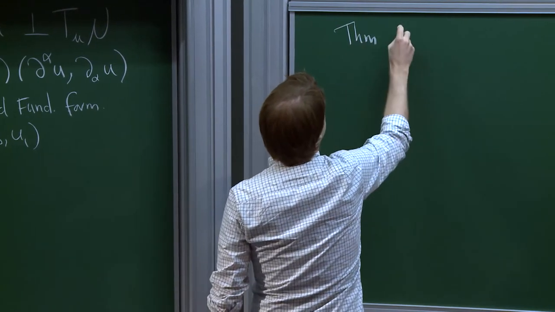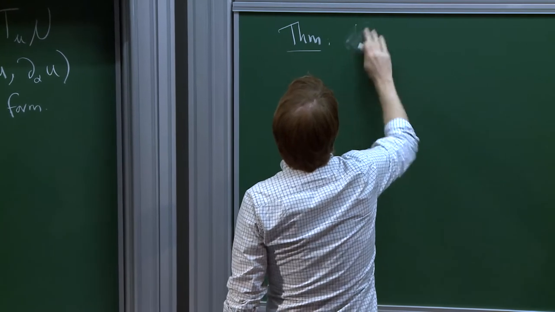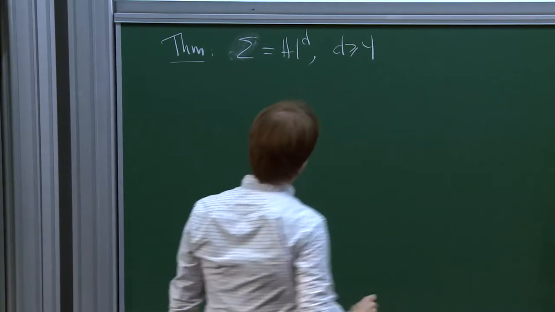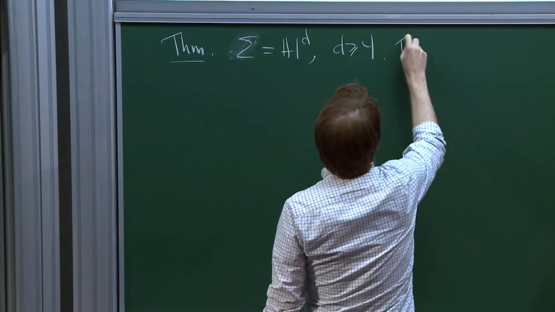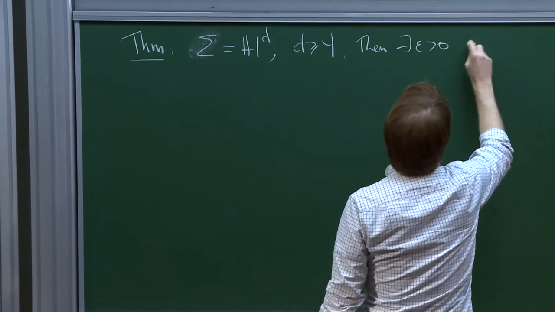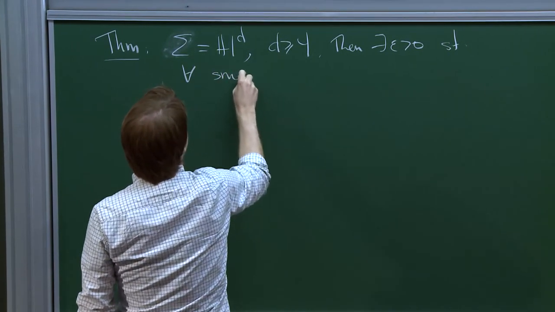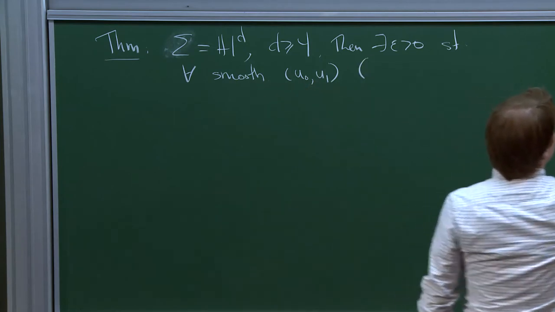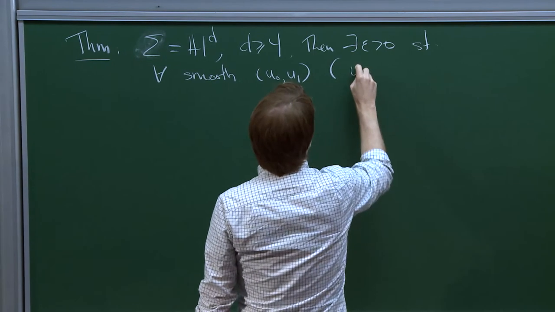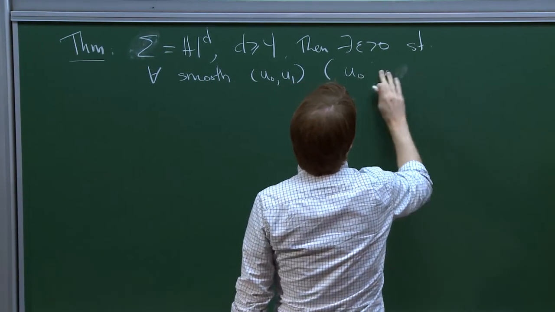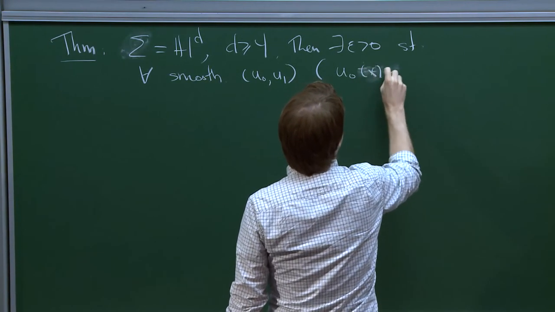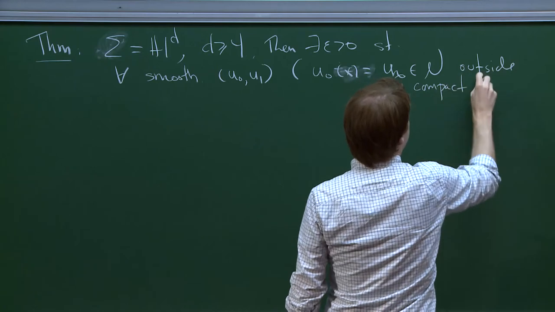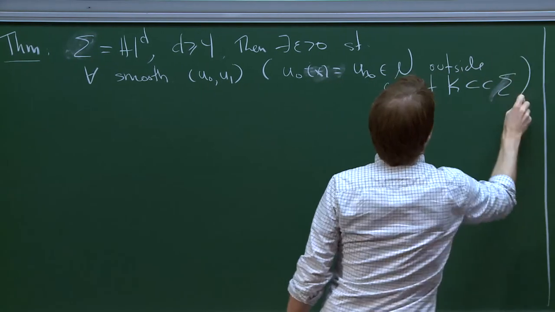The main theorem for today is that in the case Sigma is H^d, d-dimensional hyperbolic space, and d is bigger than or equal to 4, so if you have high enough dimensions, then there exists an epsilon bigger than 0, such that for every smooth initial data set u_0, u_1, and let's also assume for simplicity that u_0 is equal to a constant outside a compact set. So take smooth, compactly supported data.